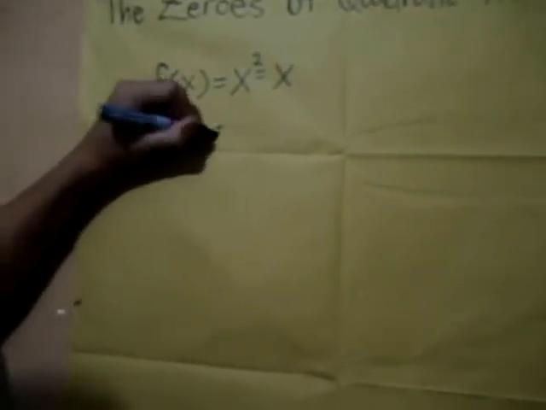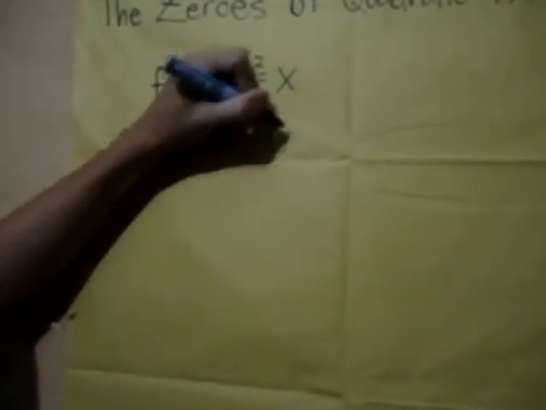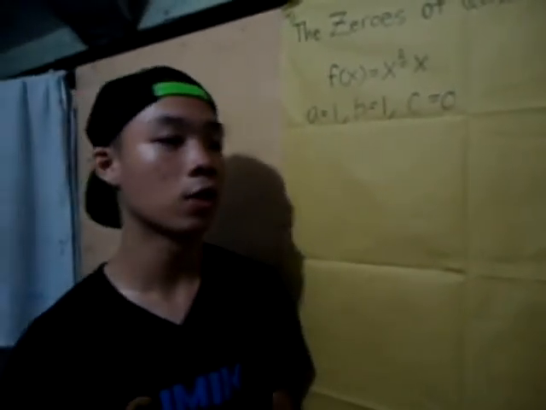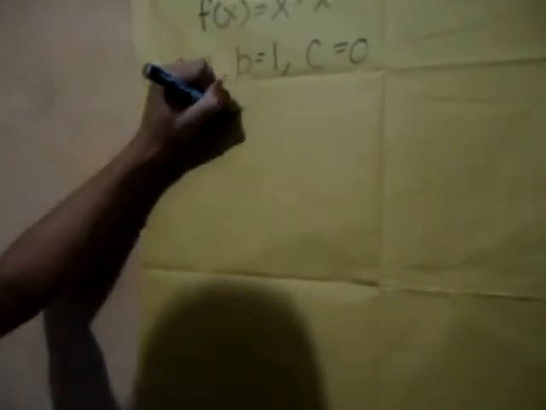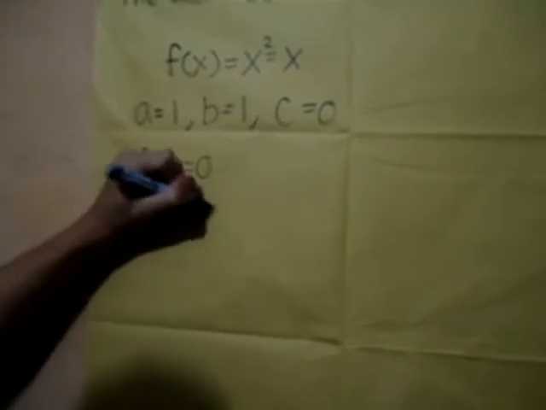The b is equal to 1. The c is equal to 0. Equating f of x to 0: x squared minus x equals 0. Using common monomial factoring, x times the quantity x minus 1 equals 0.